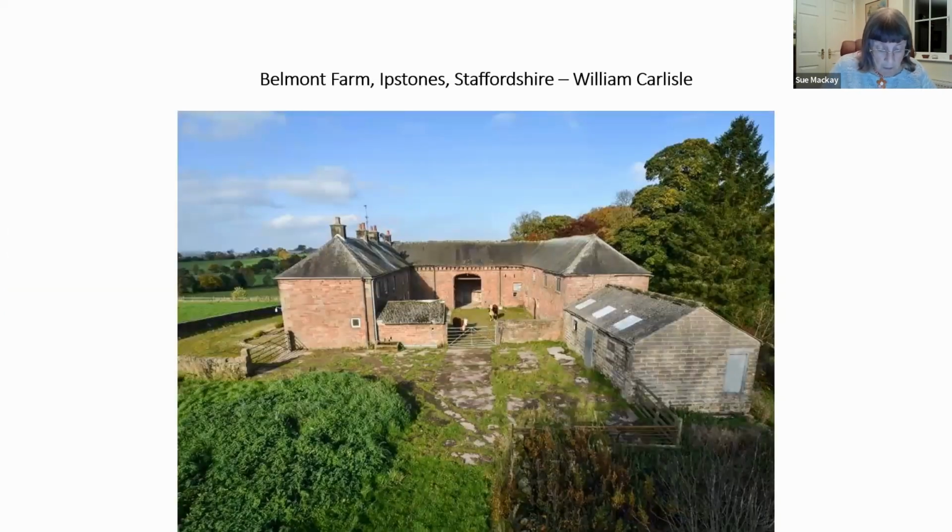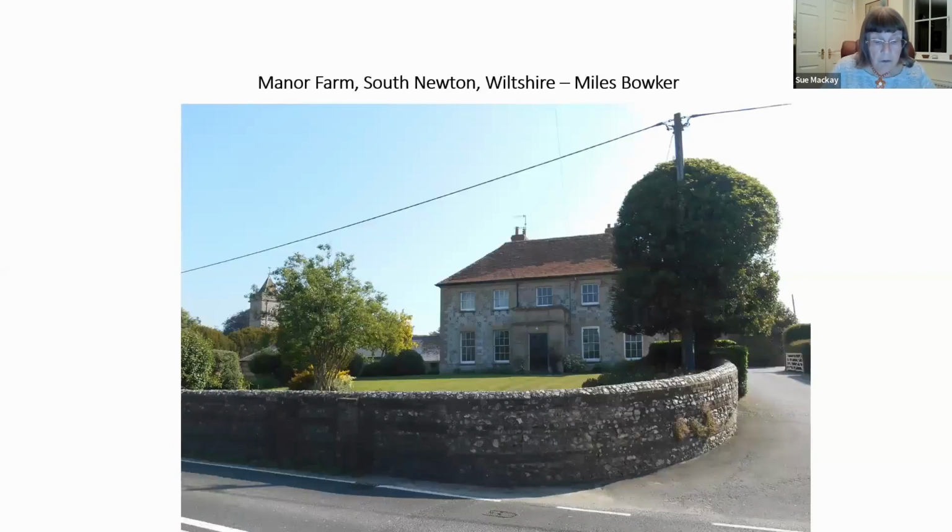This is Belmont Farm in Ipstone, Staffordshire, home of the Reverend William Carlisle, father of the Carlisle brothers who led a party of settlers to the Cape. And this is Manor Farm, South Newton in Wiltshire, the address from which Miles Bowker wrote most of his correspondence with the Colonial Office. It's adjacent to St Andrew's Church, where Mary Elizabeth, his youngest daughter, was baptised.